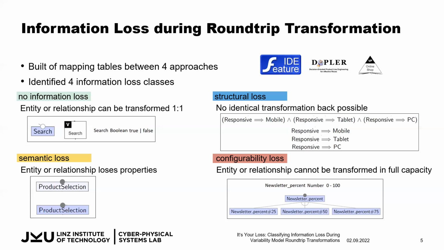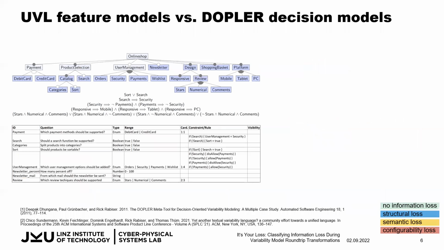So with these 4 types, I would like to show you how such a mapping table looks like when you use UVL feature models as a starting point and transform it to a Doppler decision model. So first off, UVL feature models allow the definition of a feature model scattered across multiple UVL files. So you can import and use namespaces to make it easier to import UVL models in other UVL models, and that is not possible in Doppler decision models.